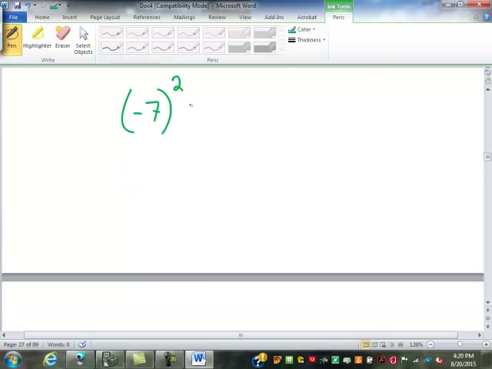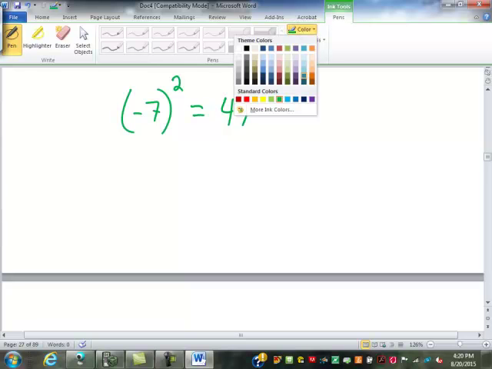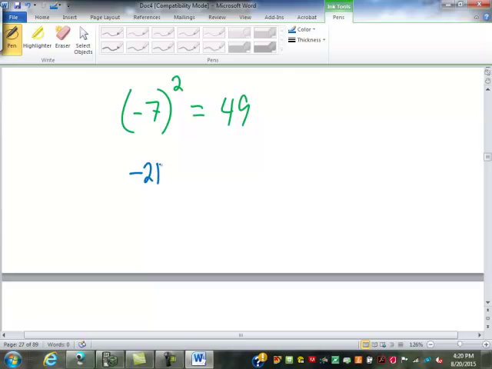49, you got it. Any number squared must be positive because a positive times a positive is a positive. But a negative times a negative is also positive. So if I have -21 squared, is it going to be positive or negative? Positive. Any number squared must be positive. So when you take a negative number to a power, you must put it in parentheses to make sure your calculator does it right.